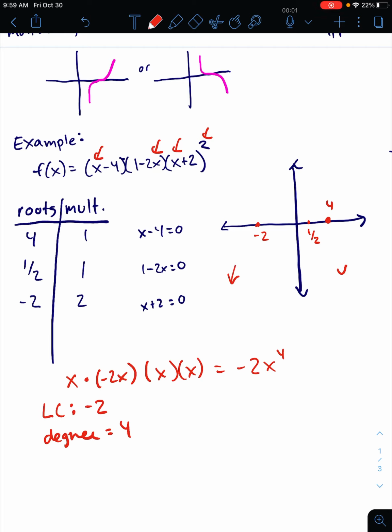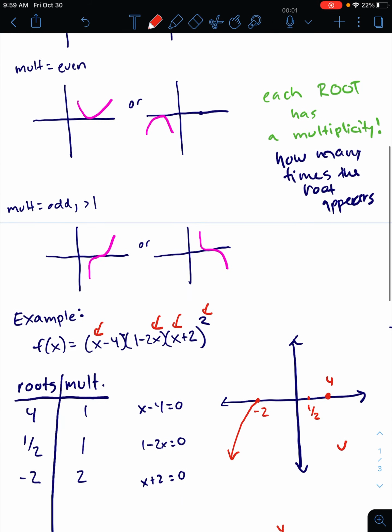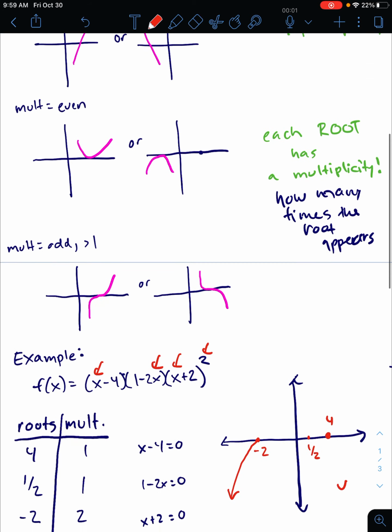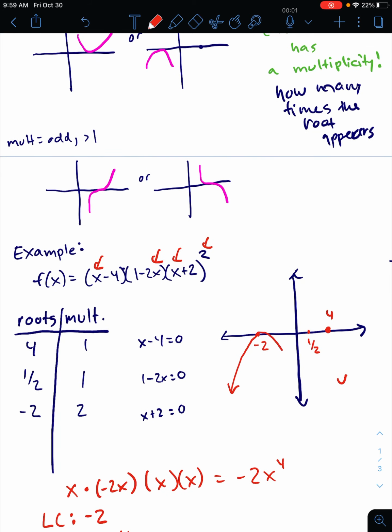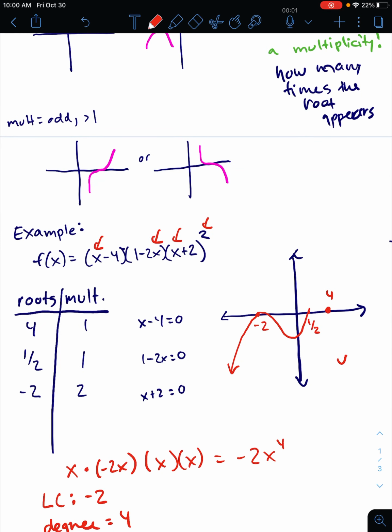So I'm going to start at one of the arrows, I'm going to get up to -2, and then I'm going to look at the multiplicity and decide whether I'm going through, or I'm bouncing, or I'm flattening. So since my multiplicity at -2 is 2, I'm going to bounce. So I'm going to go back down. Then we have to go up again to our next root. Here my multiplicity is 1, so what's going to happen? I'm going to go just straight on through.